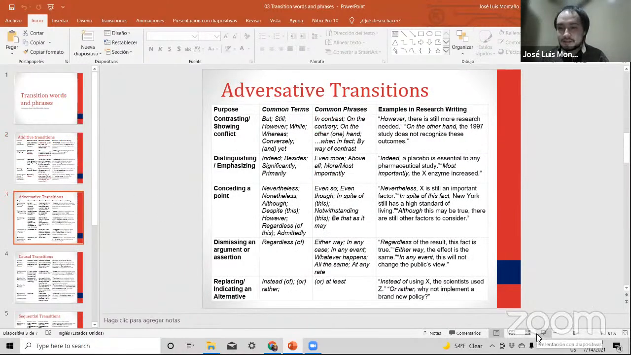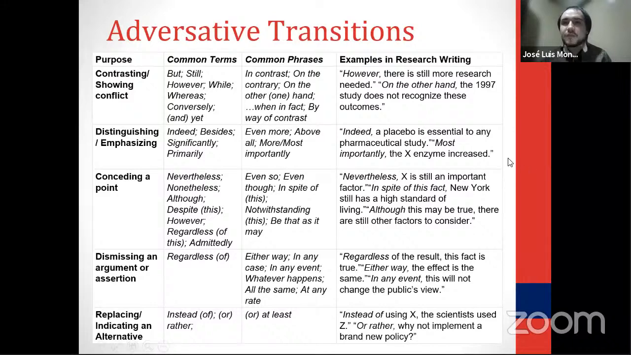Now we have this next group of words that is going to be called adversative transitions. And of course, here we're going to talk about contrast, concession, and things in which you are comparing or showing differences between two ideas. Here we have a lot of extra groups as well: contrasting, showing conflict, distinguishing or emphasizing, conceding a point, dismissing an argument or assertion, and replacing and indicating an alternative.